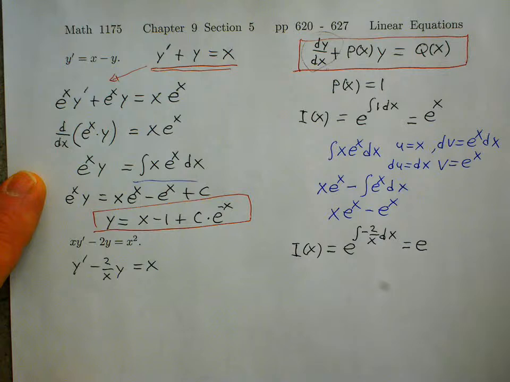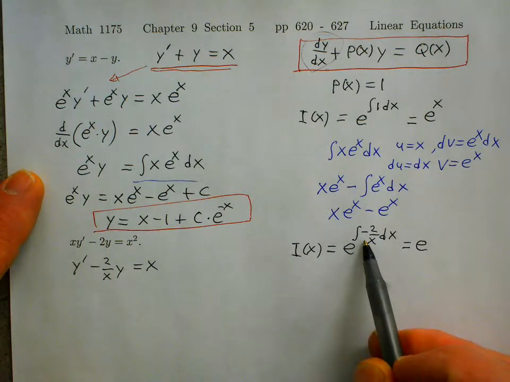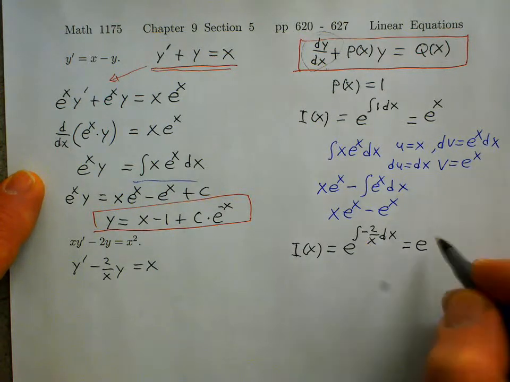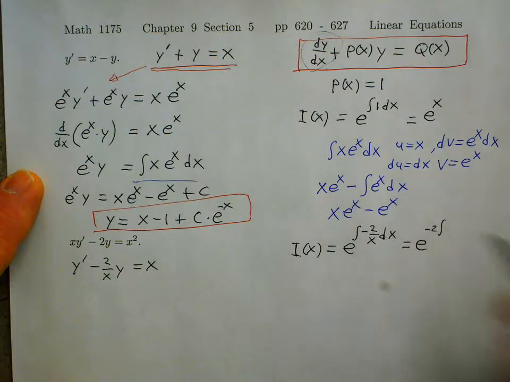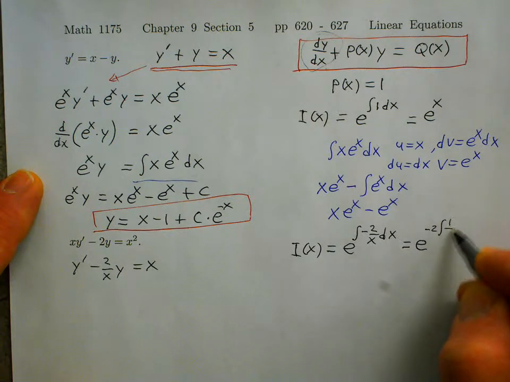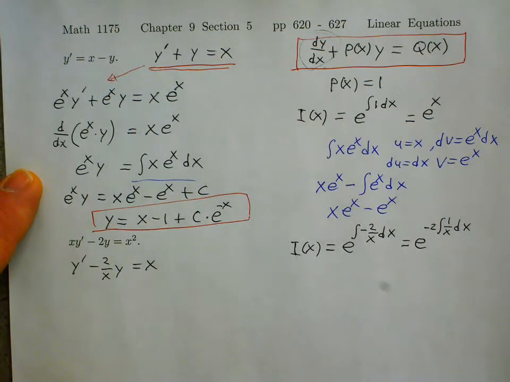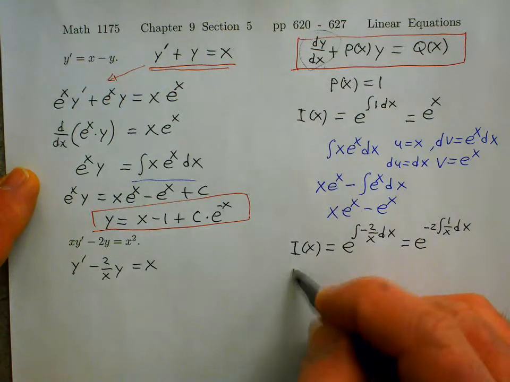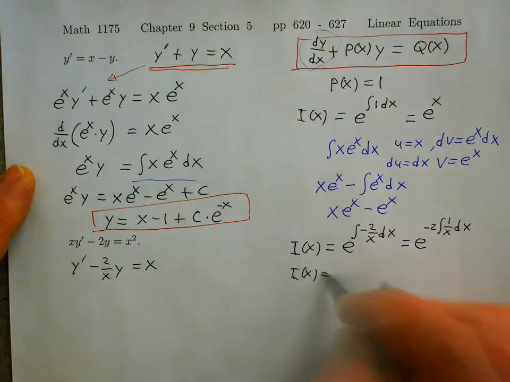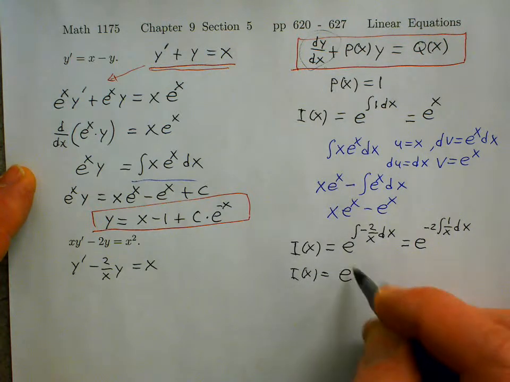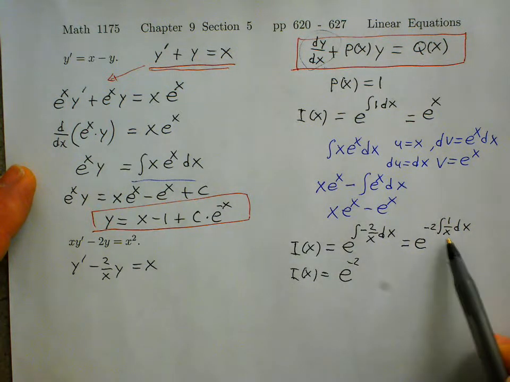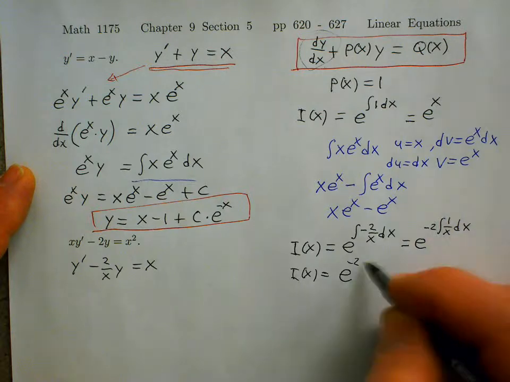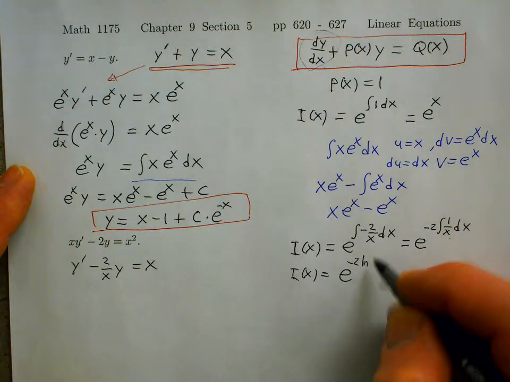Well, we can rewrite the integral in the exponent as e to the negative 2 times the integral of 1 over x dx. So e to the negative 2, and then the integral of 1 over x is the natural log of the absolute value of x.